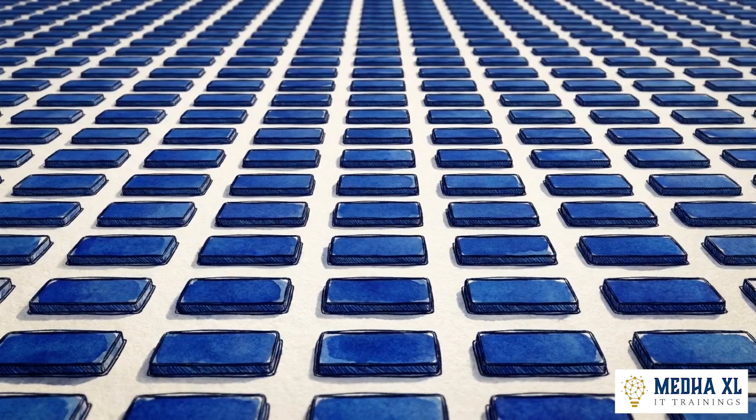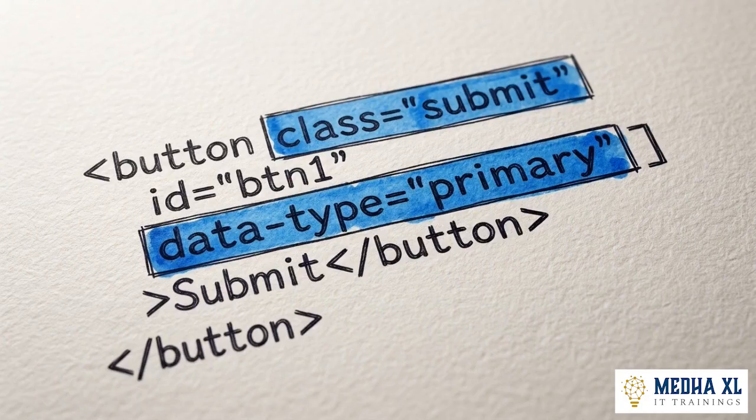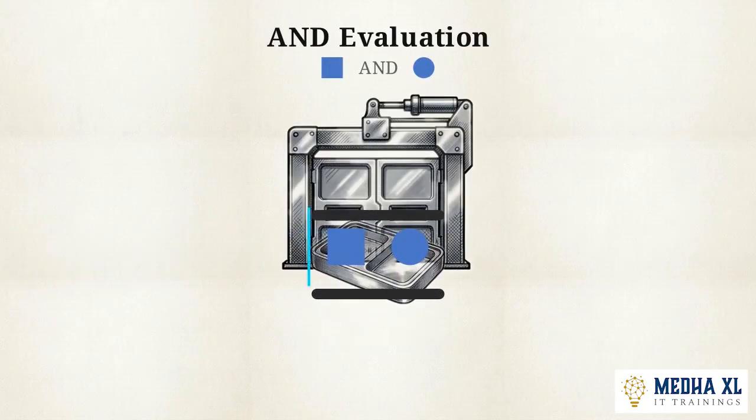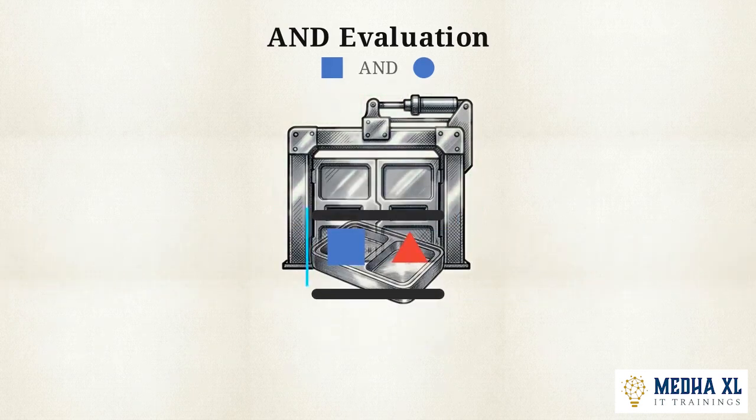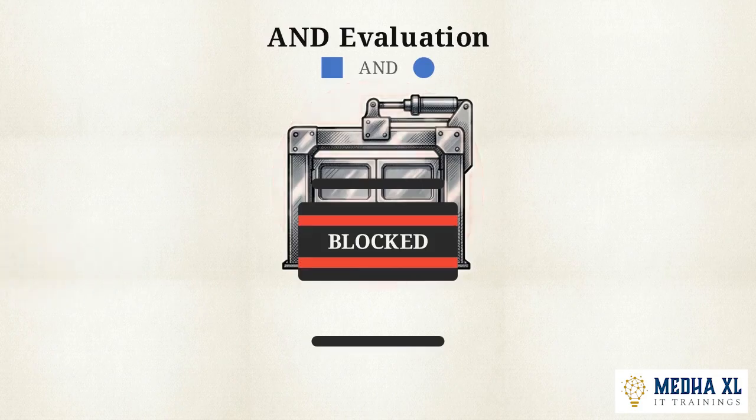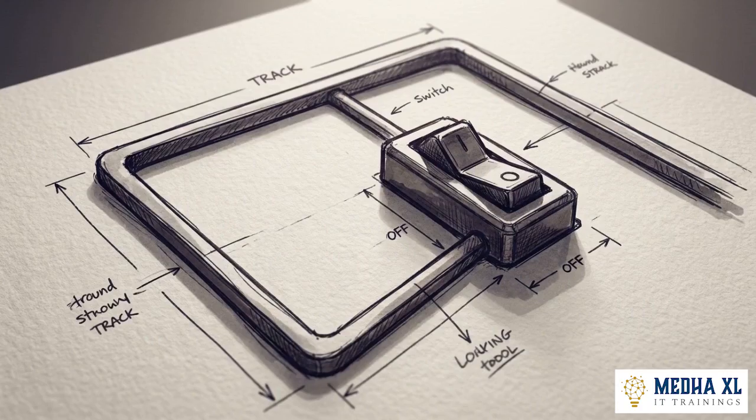Other challenges involve elements with stable but highly generic attributes, such as a page with 50 identical buttons all sharing the class submit. The AND operator allows you to stack multiple criteria to build a precise composite matching profile. For an element to pass an AND evaluation, it must possess every required property simultaneously. If an element has the correct class but is missing the required data attribute, the gate rejects the node. However, strict precision is not always ideal.